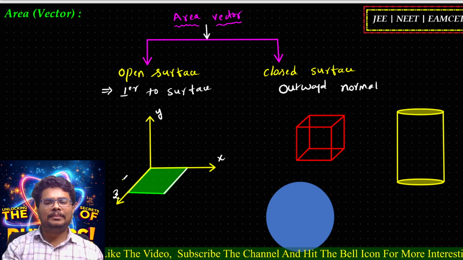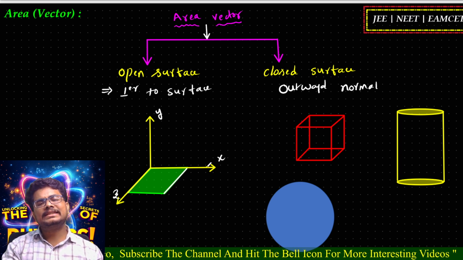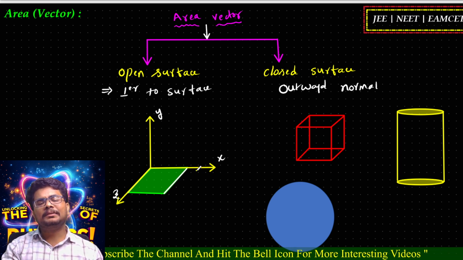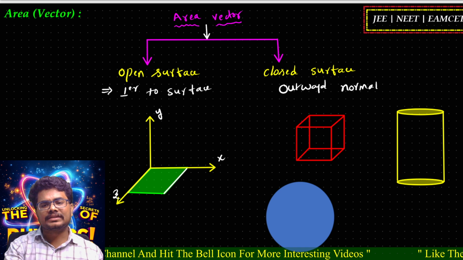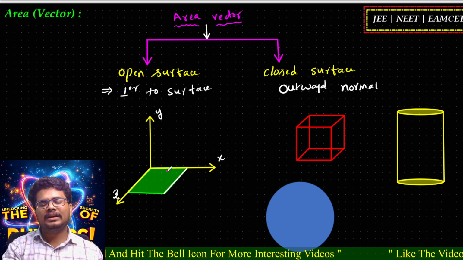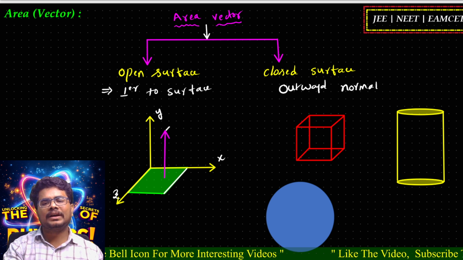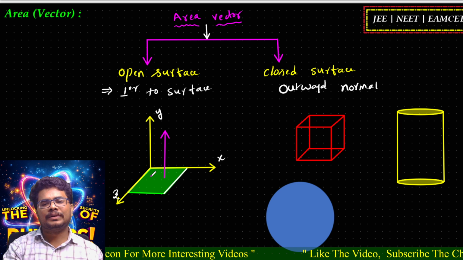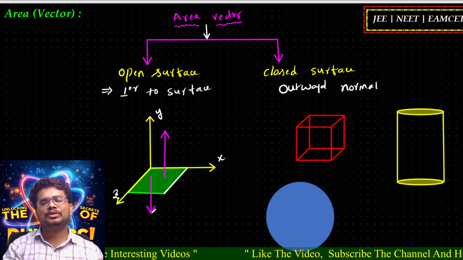For example, I am taking an open surface lying in the xz plane. The direction perpendicular to the xz plane can be the y direction. Can't it be the minus y direction? We can take both, because both are perpendicular. I am taking one area vector parallel to y, and I can also take one anti-parallel to y. Both are perpendicular.